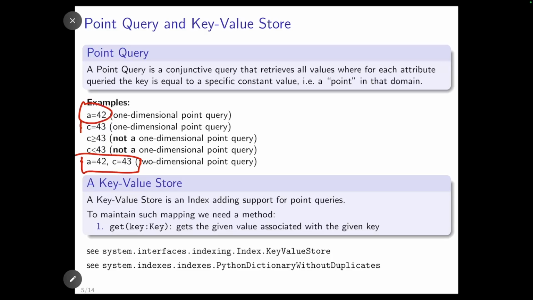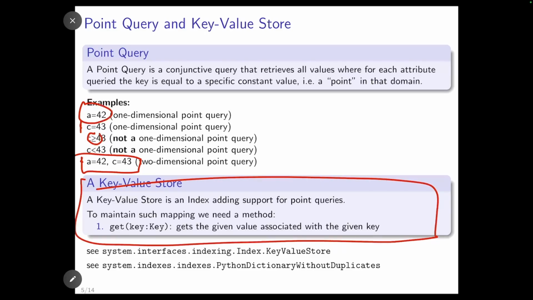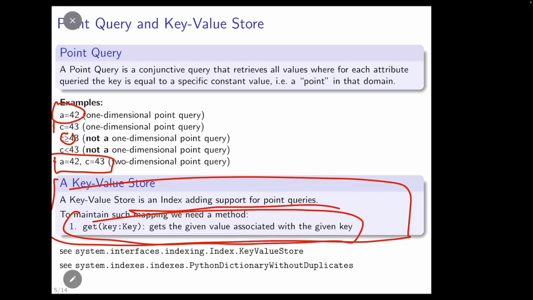However, if one of the conditions is more like in this range, greater equal, smaller, smaller equal, whatnot, then that's not a point query anymore. There are also range queries. We'll get there later. For the moment, we're not interested in that. Just point queries. Basically, what a key value store does is it just extends an index in terms of software engineering. It is an index adding support for point queries, aka mixing in this get interface allowing you to retrieve the associated value with a given key. That's all we do in that interface.